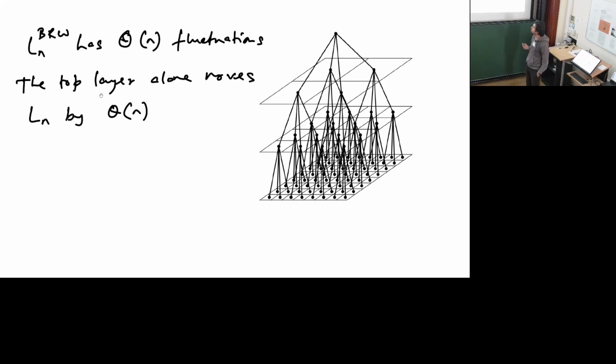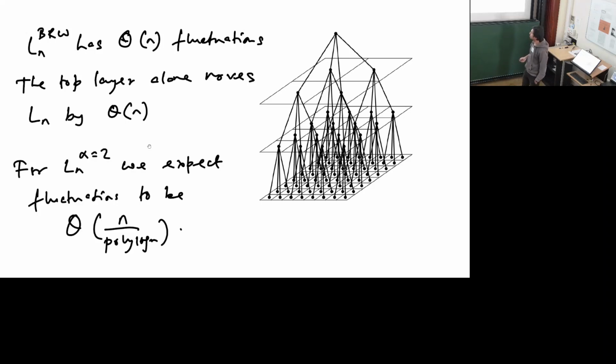So this is the comment that I made, which is for PRW, it has theta n fluctuations because the Doppler alone moves ln by a constant times n. And so that, coupled with the previous result, tells you that indeed this is the right scale for the fluctuation. But for the Poisson model, for the heavy-tailed model at alpha equal to 2, I expect the fluctuation to be actually smaller than n by a polylog factor. Although the proof gives you n, and that's already concentration, the true scale should be n over polylog.